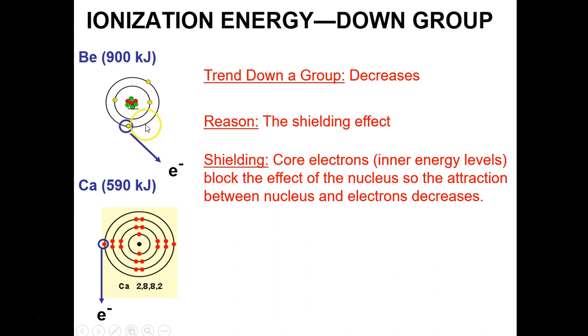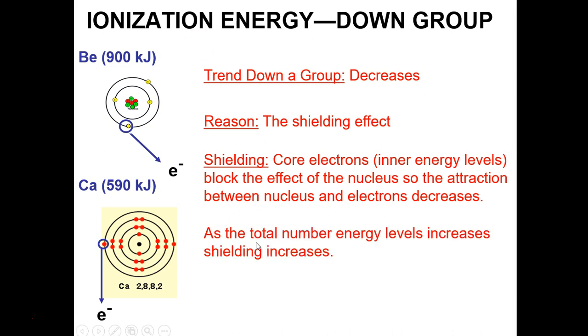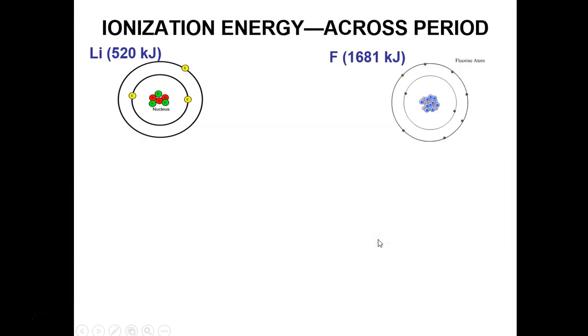So with 2 energy levels, there's only 1 energy level shielding this electron from the nucleus. But with calcium, there's a grand total of 4 energy levels. So this valence electron in the 4th energy level is being shielded from the nucleus by 3 inner energy levels. So as we go down a group, we're increasing the number of energy levels, which increases the shielding effect, which decreases the attraction between the nucleus and the electrons. All right, so as the total number of energy levels increase, shielding will increase.